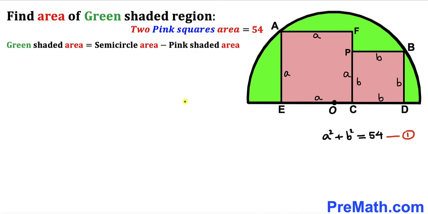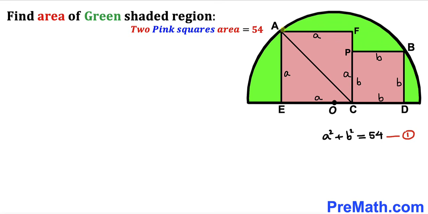And now let's make an observation. We can see the area of this green shaded region is going to be equal to the area of this whole semicircle minus the area of this pink shaded area. And we know that our pink shaded area has been given to us as 54, so we can substitute this one over here. So now our only task is to calculate the area of this given semicircle.